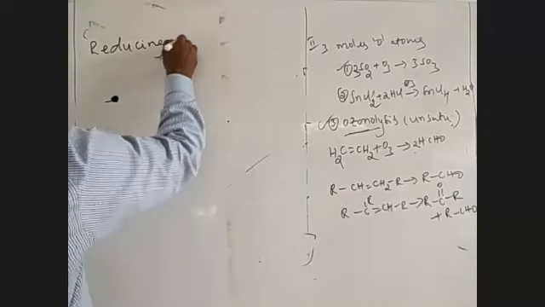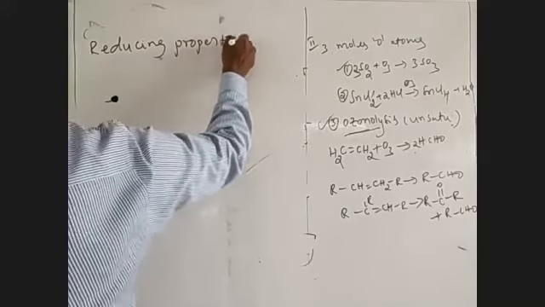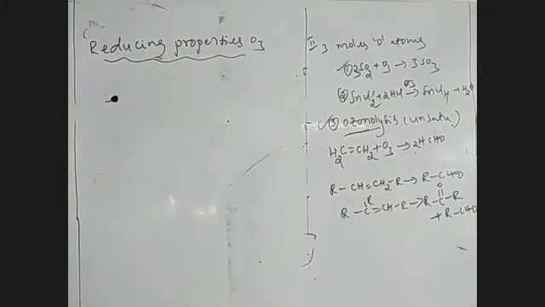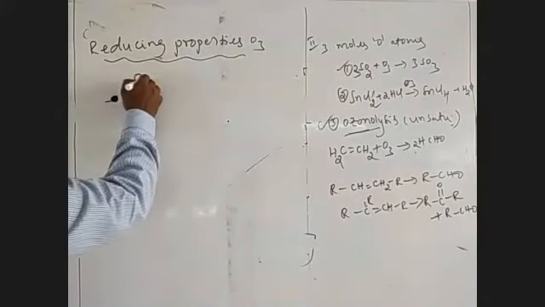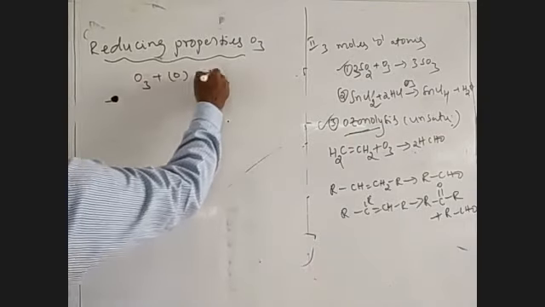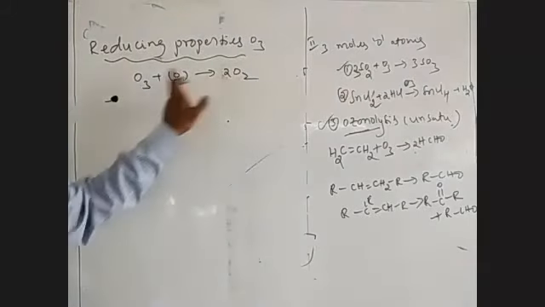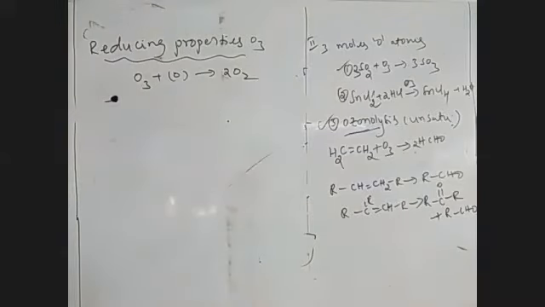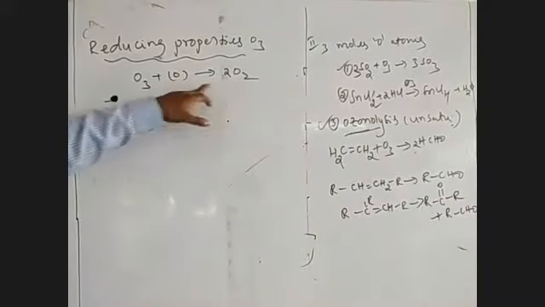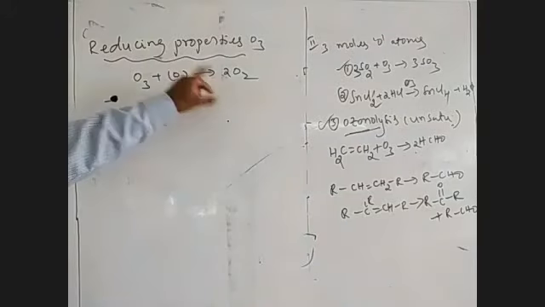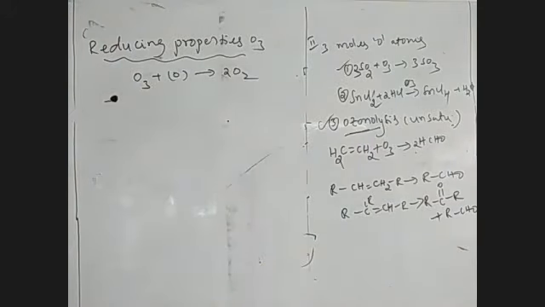The reducing properties of ozone. In the reducing properties, O3 combines with nascent oxygen to form O2. In the oxidizing properties, the O3 and O2 ratio is 1:1. In the reducing properties, the O3 and O2 are present in the ratio 1:2.